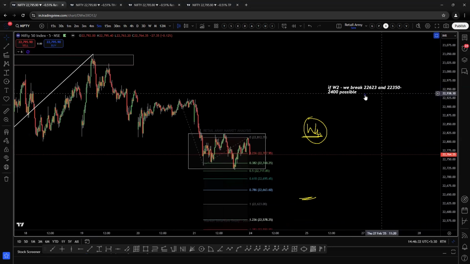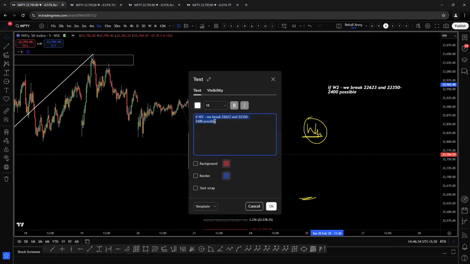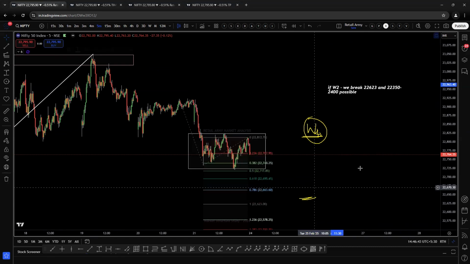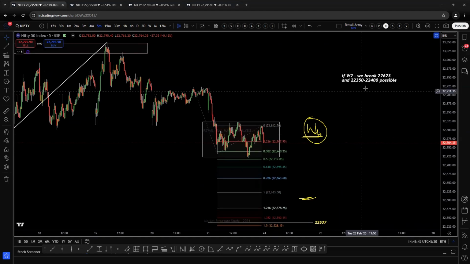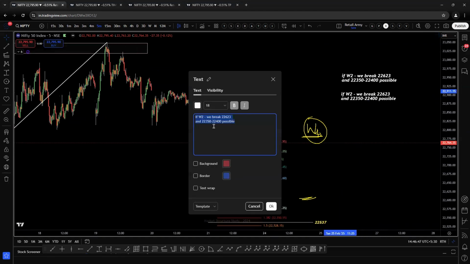Right? So I have noted this for myself. If this is the case, then we can see 22,350 and 400 possible next week. This is the major bearish scenario. Now, if it's wave 4, what will I do?